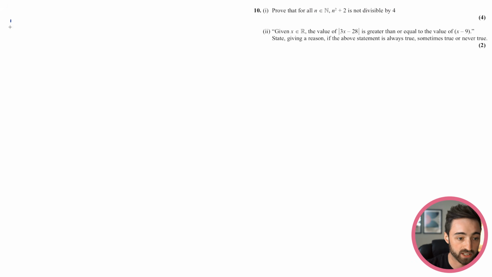Given x as a real number, the modulus of 3x minus 28 is greater than or equal to x minus 9. Say if this is always true, sometimes true, or never true. Careful, I almost fell for a little trap.